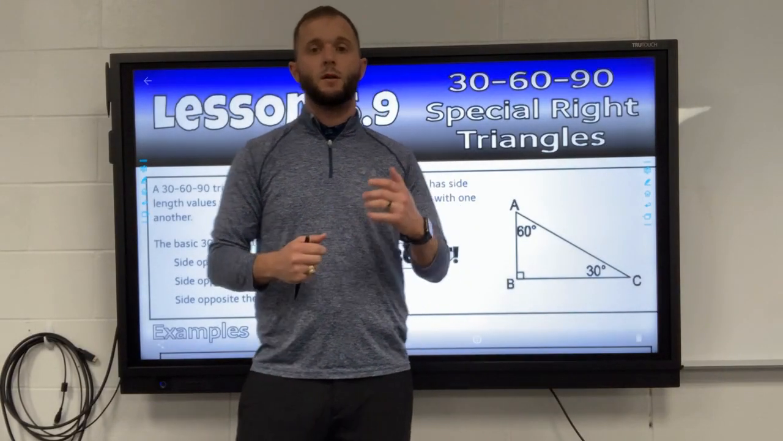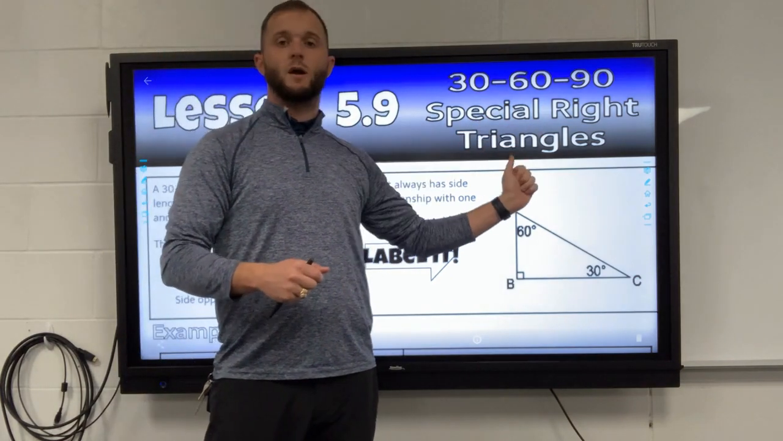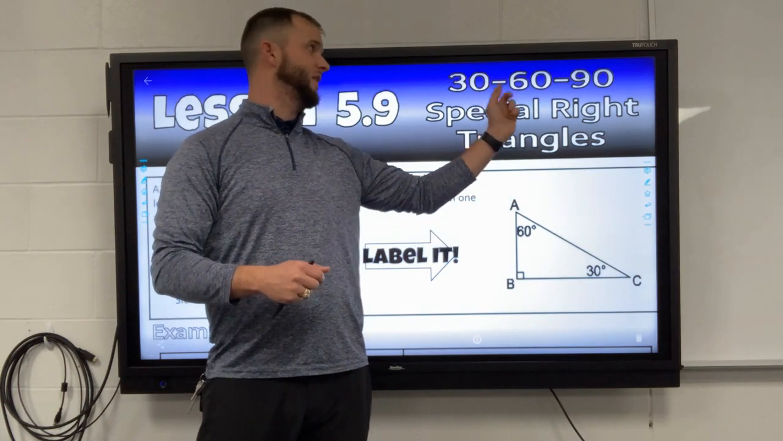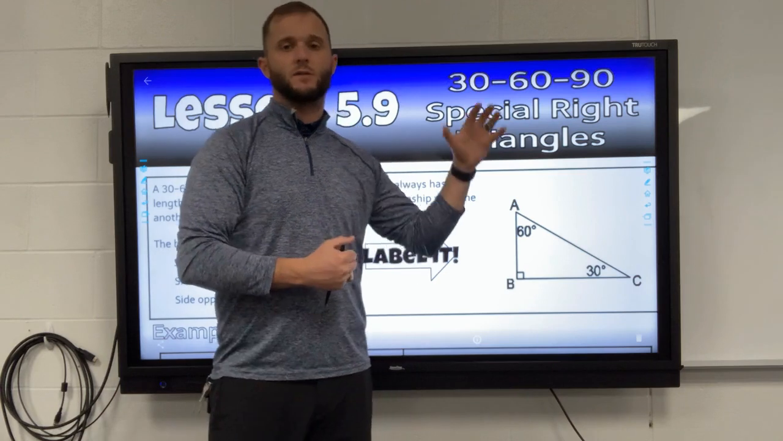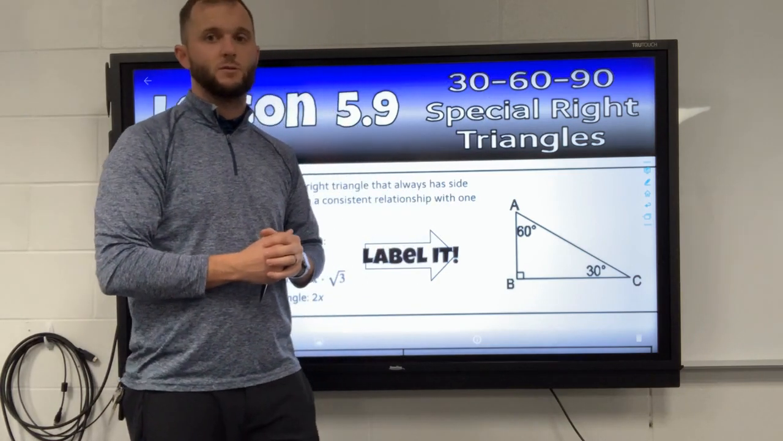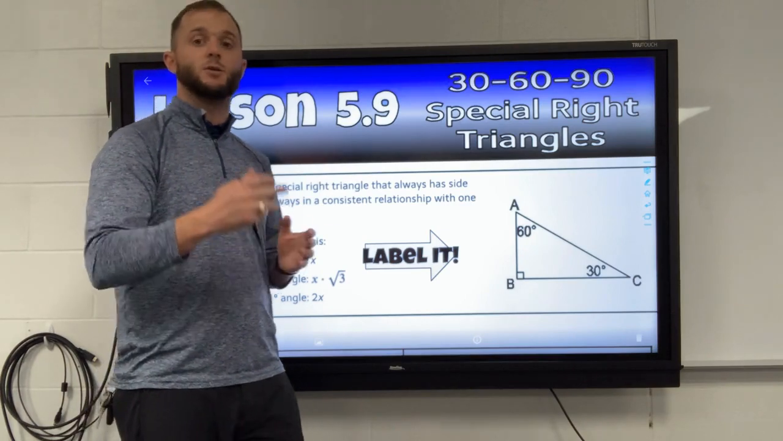Today we're moving on to lesson 5.9, which is the second special right triangle that we're going to be dealing with, which is called a 30-60-90 right triangle. Just like the 45-45-90, there's a special relationship that we're going to be dealing with in this right triangle, and it's going to help us to solve missing sides of my right triangle. So let's jump into it.